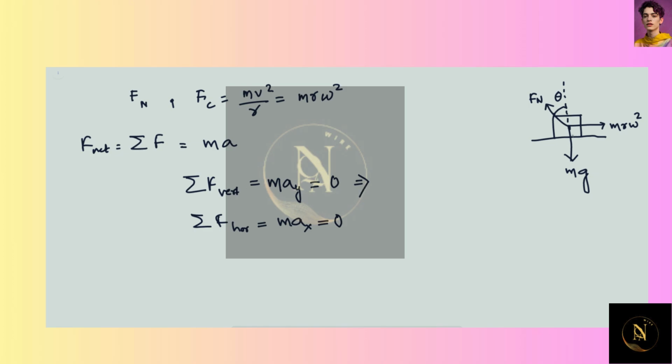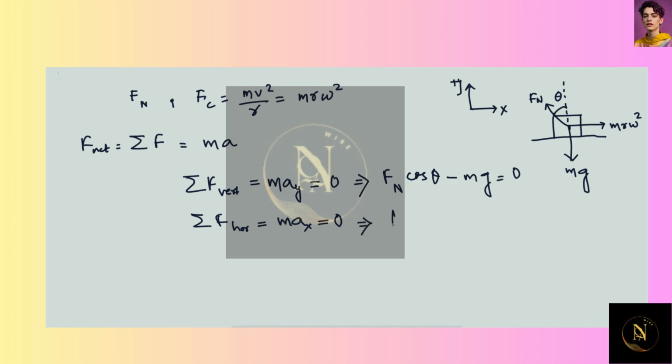Now for F vertical, we have two components in opposite directions. So we have mg downward, and Fn has a component upward. If we take positive y to be upward and positive x to be towards the right, then we get Fn minus mg equal to 0. Sorry, I forgot to write the component. So we have Fn times cosine theta, which is the vertical component, minus mg equal to 0.